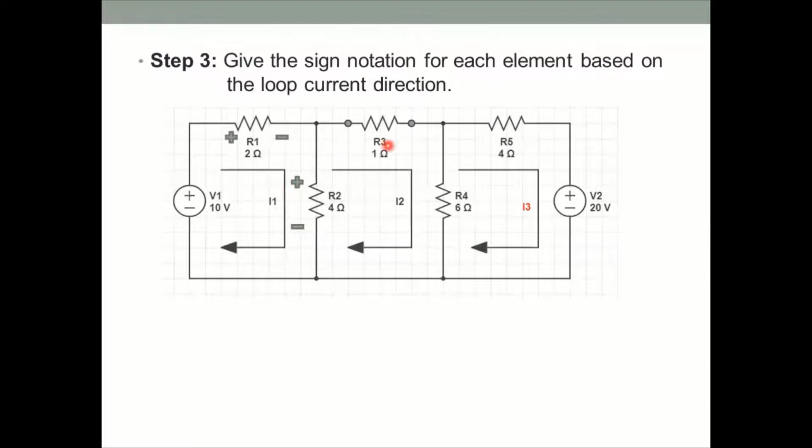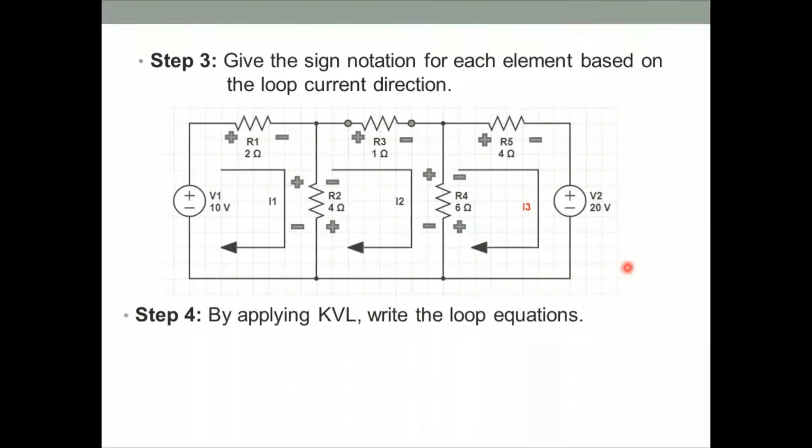Similarly, in the second loop, we give the sign notations for R3 like this, R4 like this, and again R2 like this. The same process will be followed for the third loop also. We give the plus sign for R5 here, minus sign here, plus here, and minus here. In this way we give the sign notation.